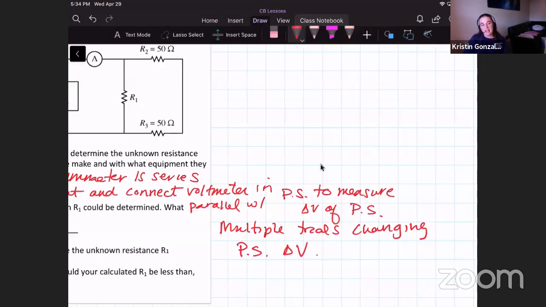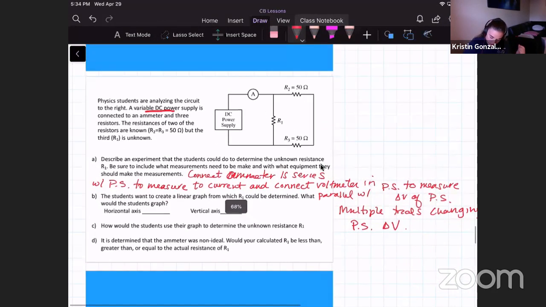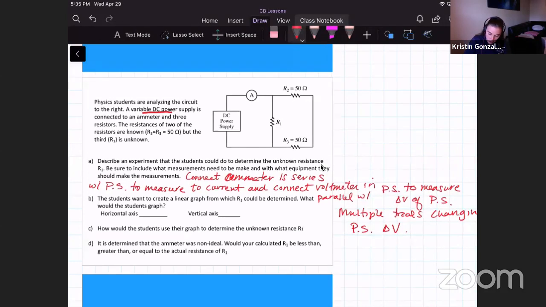Okay, so what did we measure? With what did we measure it? And how do we do multiple trials to reduce error? When you are writing a procedure, those are the 3 things that I want you to be thinking about. Okay. Next, we want the students to create a linear graph from which R1 could be determined, right? So we want to make a nice straight line on our graph from which we could get that information. Why do we always want to make a nice straight line? Because we want to be able to use the slope to find something.